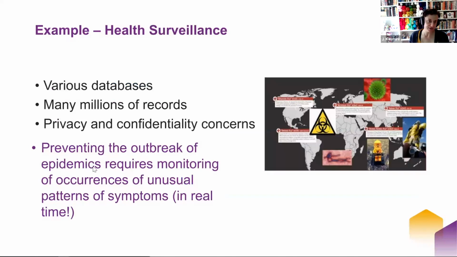If your goal is preventing the outbreak of epidemics, that requires monitoring of occurrences of unusual patterns in real time. For example, if there's a global pandemic predicted on the horizon, you might need to collect and join lots of data from lots of different kinds of records, and you're not going to be able to force those sources of data to be in a uniform format or order or structure or orientation.